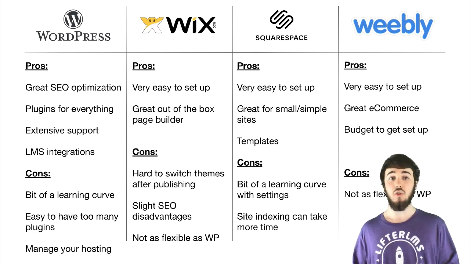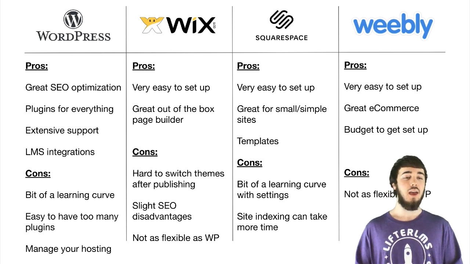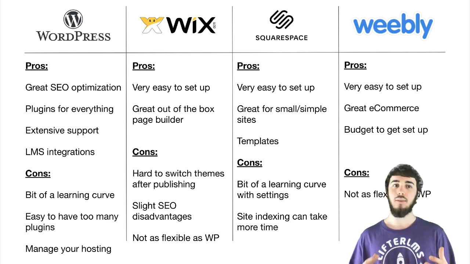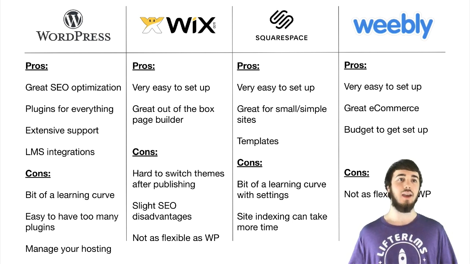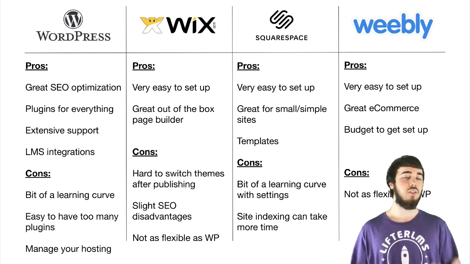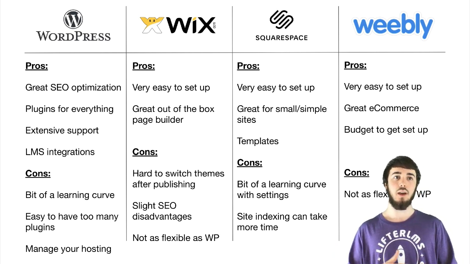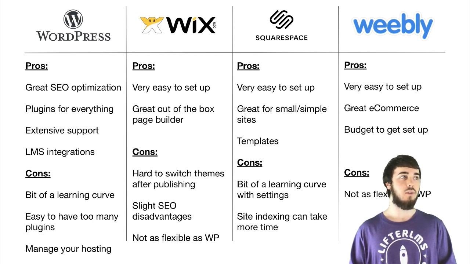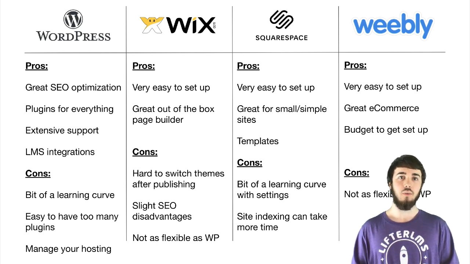Then it is easy to have too many plugins. That's a con of WordPress. Some people will dive into the site, they'll get overwhelmed by the tech, and they'll just install everything, all the plugins, a bunch of themes, and that can slow down your website. But keeping it to a minimum of about 15 plugins or less is optimal. And really just adding them in as you have to is a great rule of thumb.